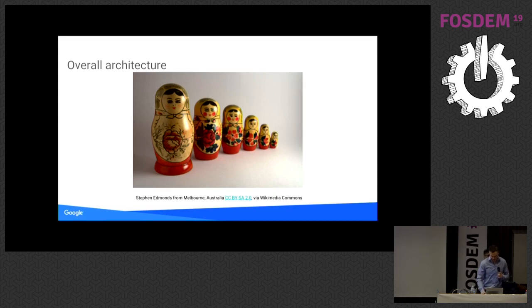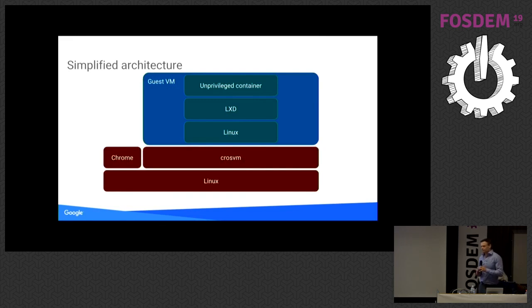But actually, a little bit more like this. You can see we've got our two kernels. There's three user spaces: the main Chrome OS user space, and a user space inside the VM, which basically is there to bootstrap an unprivileged Linux container, which is our third user space that the users actually interact with.